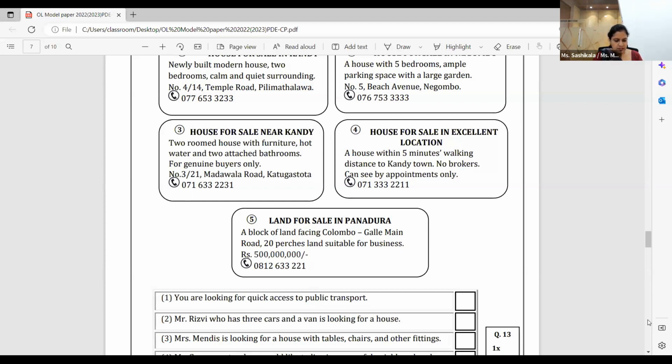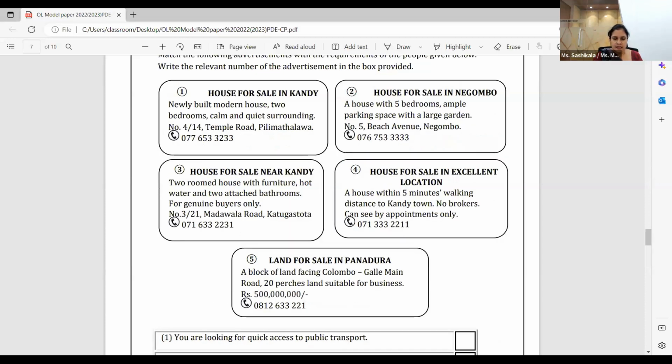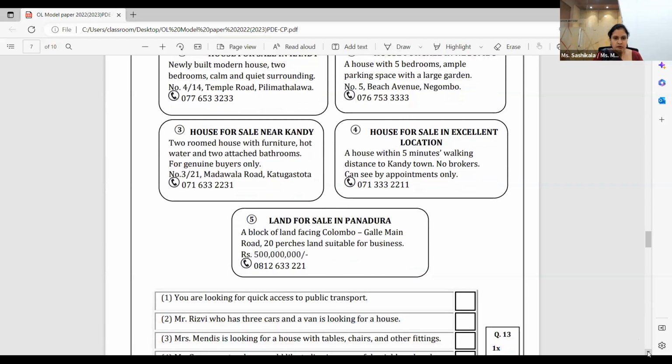Number 4, Mr. Gamage, a teacher, would like to live in a peaceful neighborhood. That should be a calm and quiet place. I think in the first one you can find such a place: newly built modern house, 2 bedrooms, calm and quiet surroundings. Calm and quiet, peaceful neighborhood. So it matches with his requirement. So number 1 for the fourth sentence. The last one, a reputed bank.